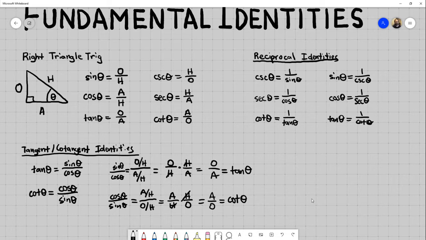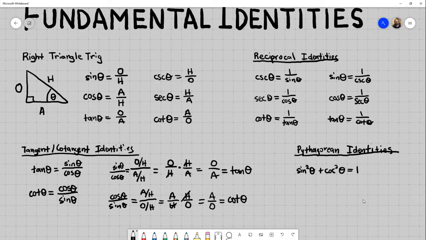The other batch of fundamental identities are called the Pythagorean identities. So there's three batches of fundamental identities. There's the reciprocal identities, the tangent-cotangent identities, and the Pythagorean identities. The first Pythagorean identity says that sine squared of theta plus cosine squared of theta is equal to 1.